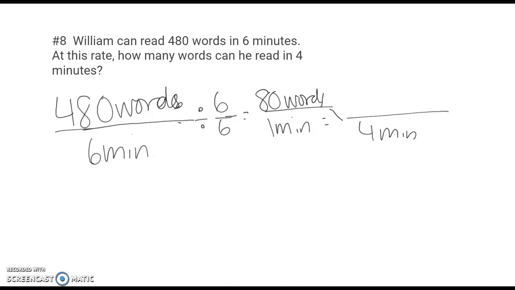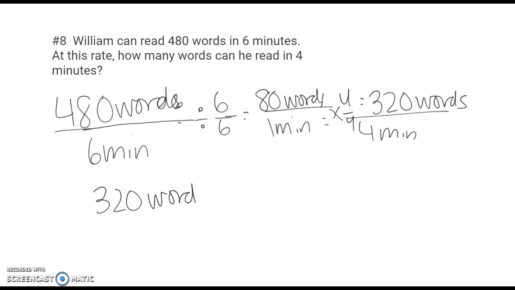1 to 4, I'm going to multiply by 4 on the top and bottom. 1 times 4 is 4 minutes. 80 times 4 is going to be 320. So in 4 minutes, William can read 320 words in 4 minutes.